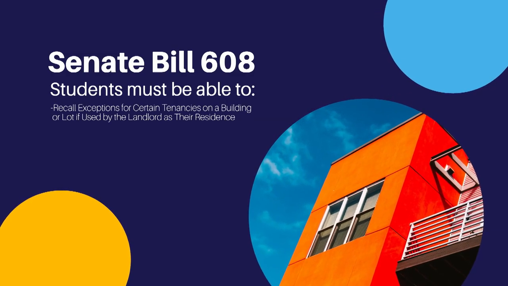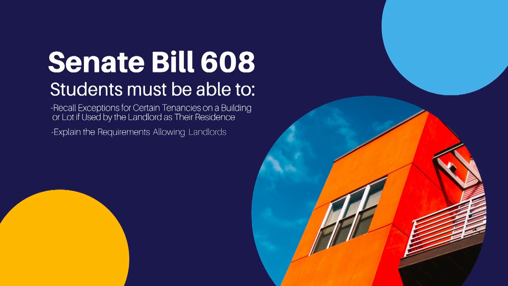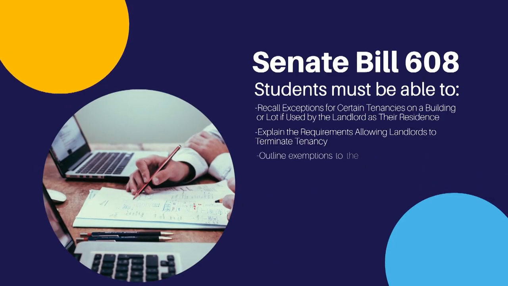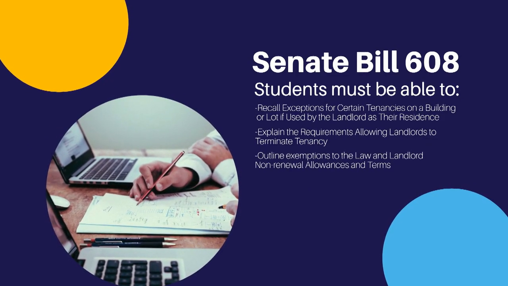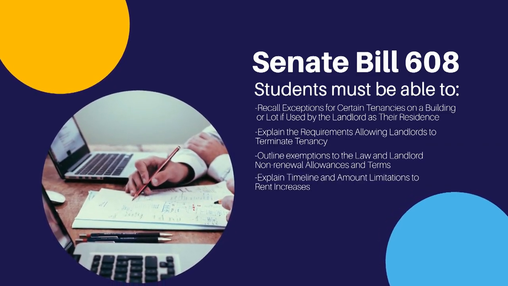Finally, for Senate Bill 608, a student must be able to recall exceptions for certain tenancies on a building or lot if it's used by the landlord as their residence, explain the requirements allowing landlords to terminate tenancy, outline the exemptions to the law and landlord non-renewal allowances and terms, and explain timeline and amount limitations to rent increases.